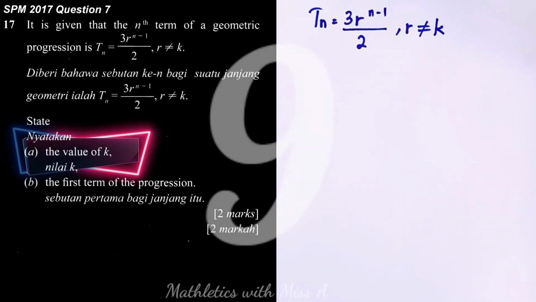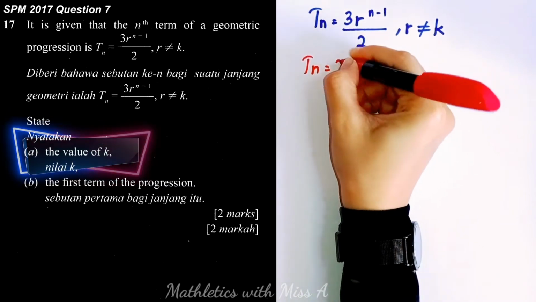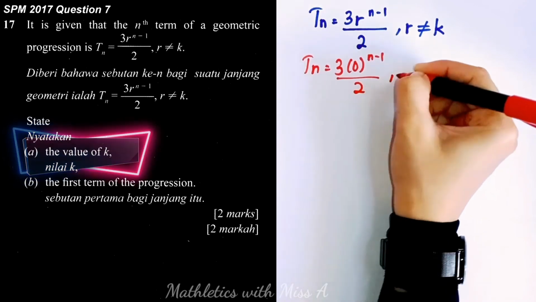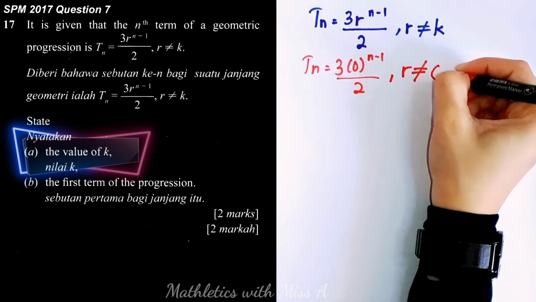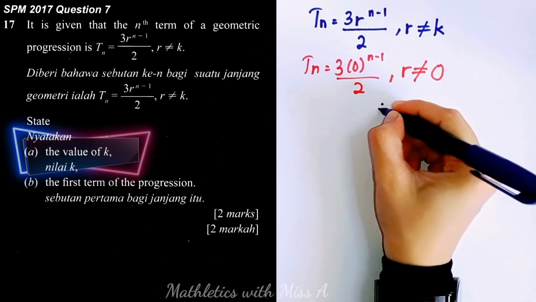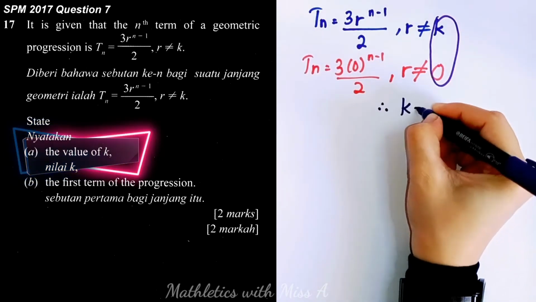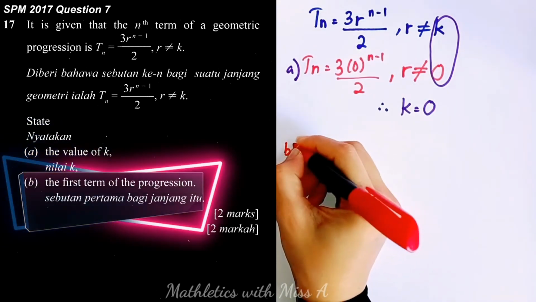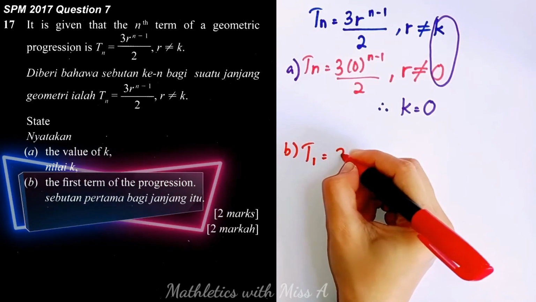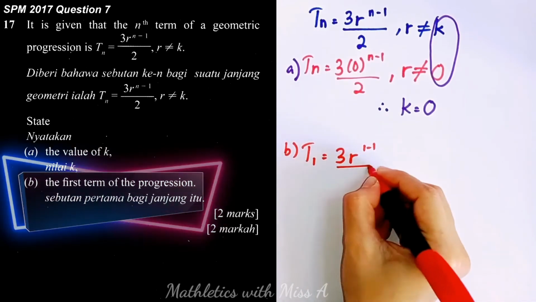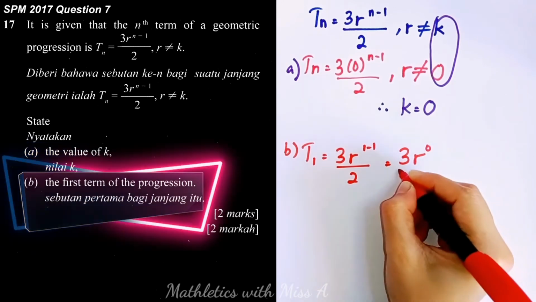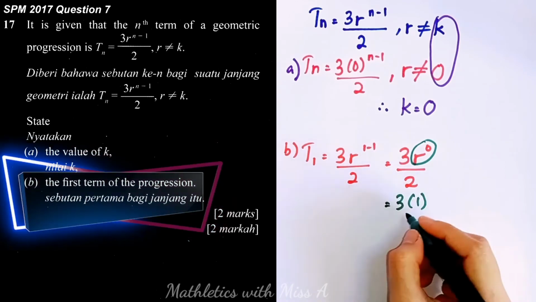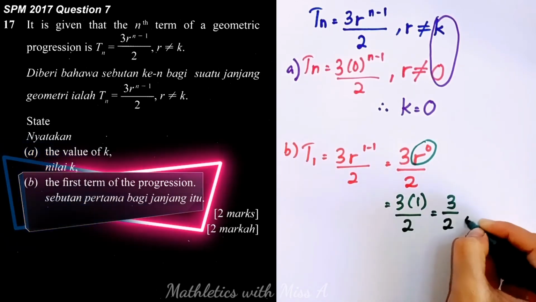It is given that Pn equals 3 (r to the power of n minus k) over 2. If we insert 0, the final answer is 0. So r cannot be 0. So k equals 0. Then B, the first term, T1 equals, substitute 1 into n. So 3r to the power of 0 over 2. So anything to the power of 0 is 1. So the final answer is 3 over 2.